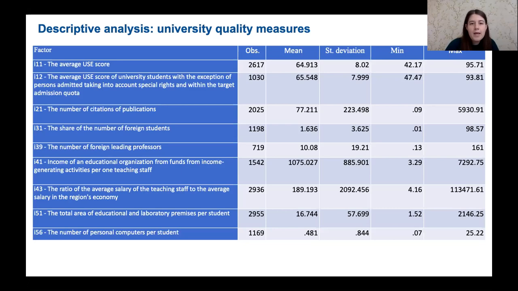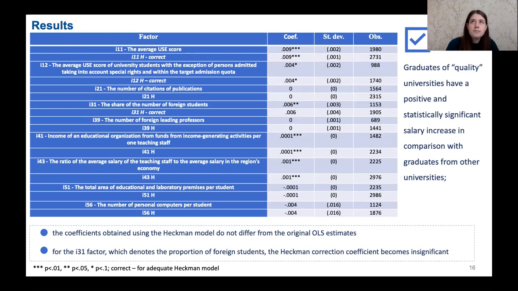And now let's look at the results. So for each factor, there will be OLS regression and Heckman correction, and you can see them on the slide. So as you see, there is no such big difference between OLS regression and Heckman correction coefficients. And from these results, we can conclude that our first hypothesis is true. So we receive a positive and statistically significant impact.